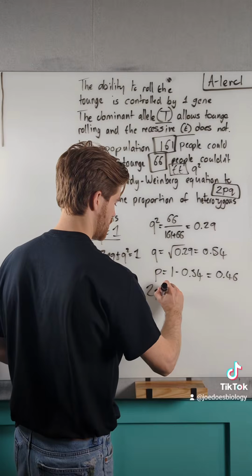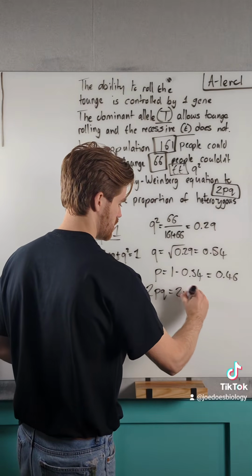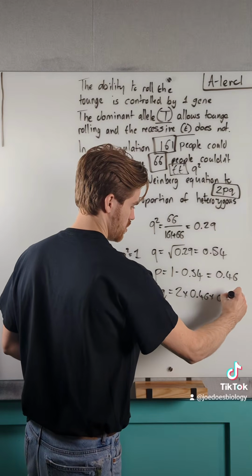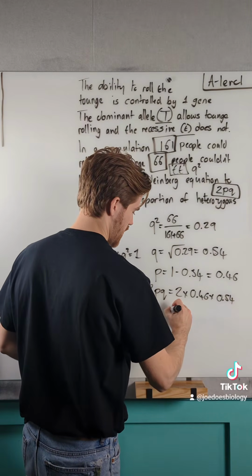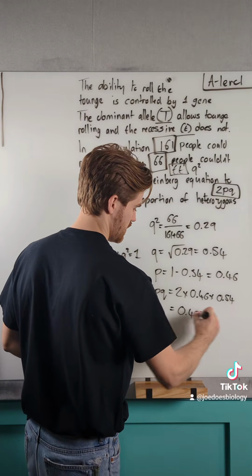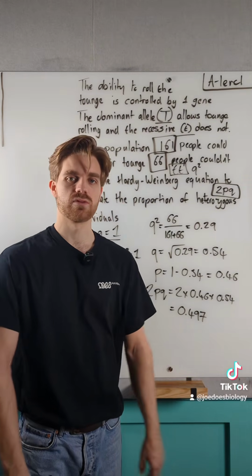And then I can just multiply this all together to work out 2PQ. So 2PQ is equal to 2 times P, 0.46, times Q, 0.54, and we get 0.497 rounded to 3 significant figures.